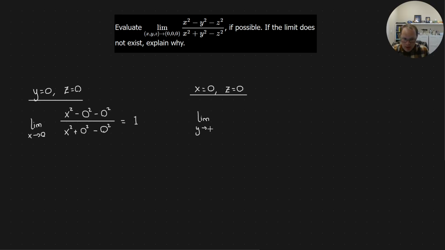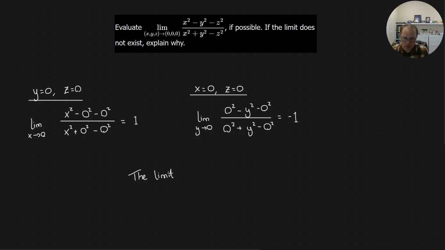And I'll only think about what happens as my y changes, as my y gets close to 0 along that line where x and z are both 0. Okay? So in this limit, I get 0 squared minus y squared minus 0 squared, divided by 0 squared plus y squared minus 0 squared. I get negative y squared divided by positive y squared. That's equal to negative 1.